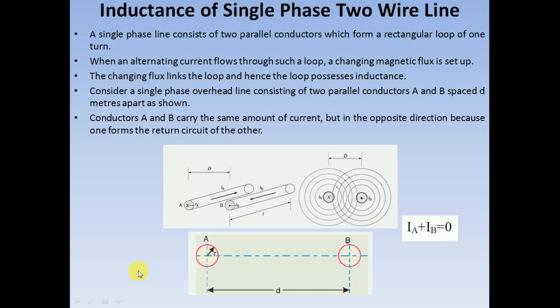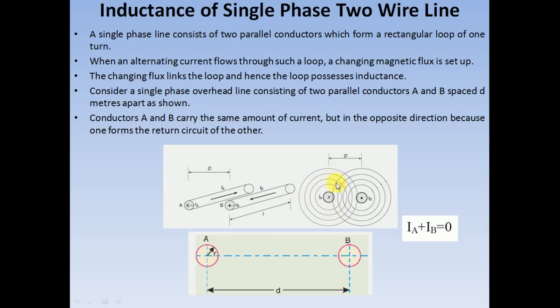As all of you are aware, a single phase system consists of two conductors, indicated here as conductor A and conductor B, and the currents flowing through both these conductors are exactly opposite to each other and their magnitude is the same. Hence we write the relation Ia plus Ib is equal to 0, where Ia is the current flowing through conductor A and Ib is the current flowing through conductor B. Both these conductors are placed d meters apart, where d is the center to center distance between both conductors. It is also represented here. Both the conductors are of the same radius, small r.